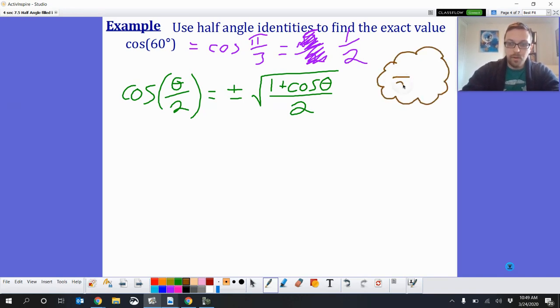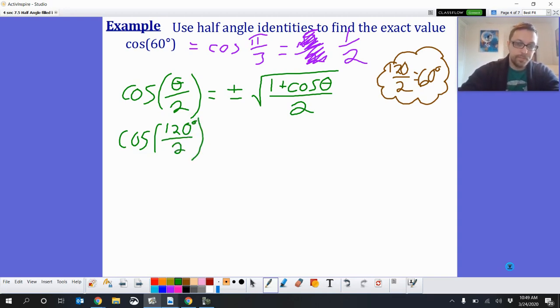I want something over 2 to equal 60 degrees because I want to replace that 60 degrees. So what divided by 2 is going to be 60? I think 120 divided by 2 will get us 60. So I want my theta in this case to be 120 degrees. So I'm going to do the cosine of 120 degrees over 2, because that's the same as 60 degrees.